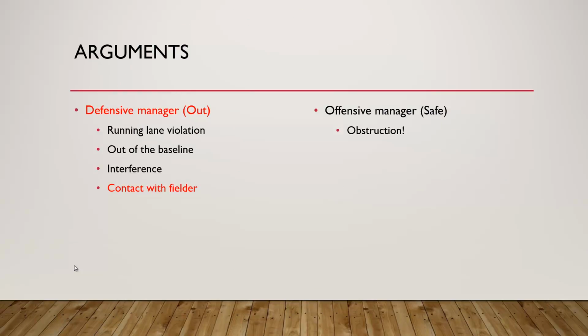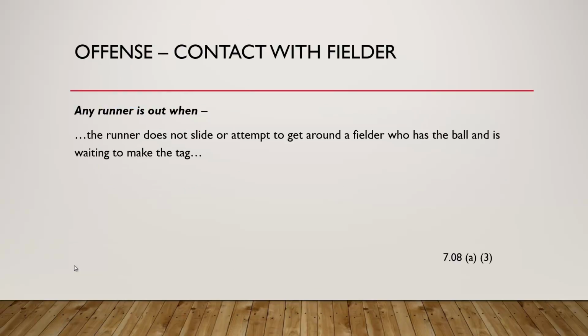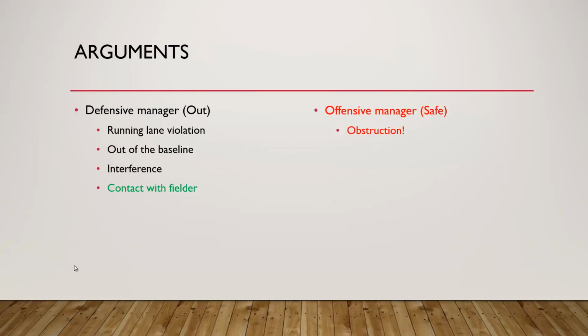Okay, what about contact with the fielder? Well, the Little League rule book is pretty specific on this, and this is 7.08a3. The runner does not slide or attempt to get around the fielder who has the ball and is waiting to make a tag. So, did he attempt to get around the fielder who had the ball and was waiting even for that split second to make the tag? No. So we've got a potential contact with the fielder situation here. So the defensive manager for the out has a valid argument.